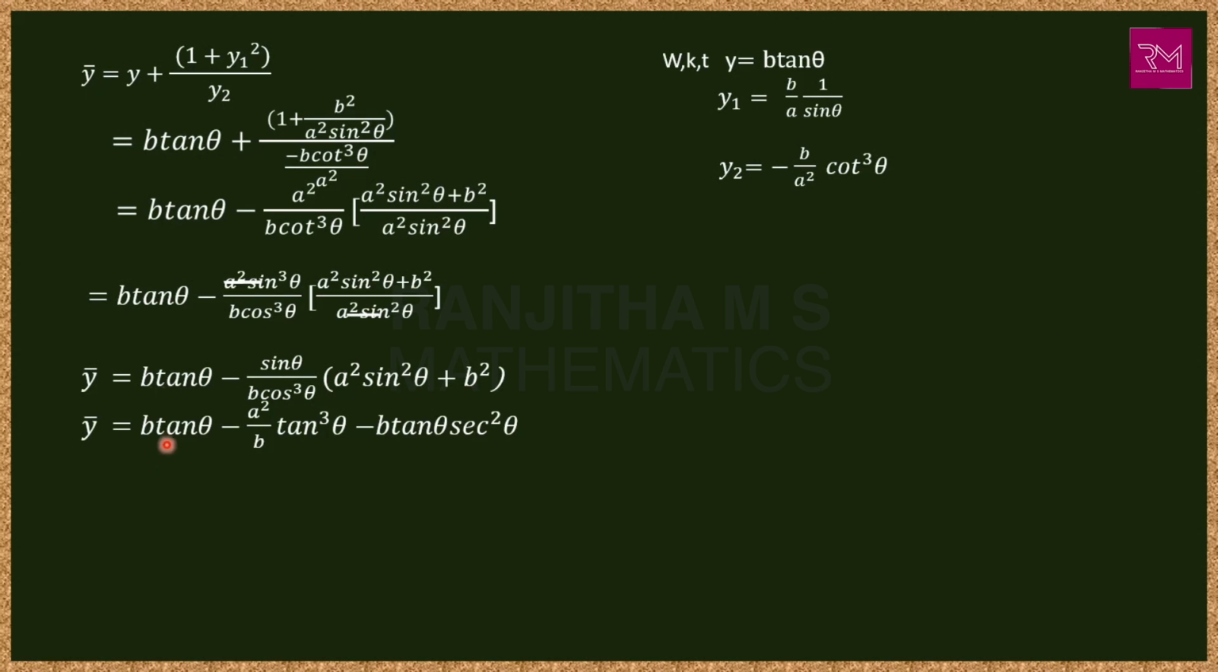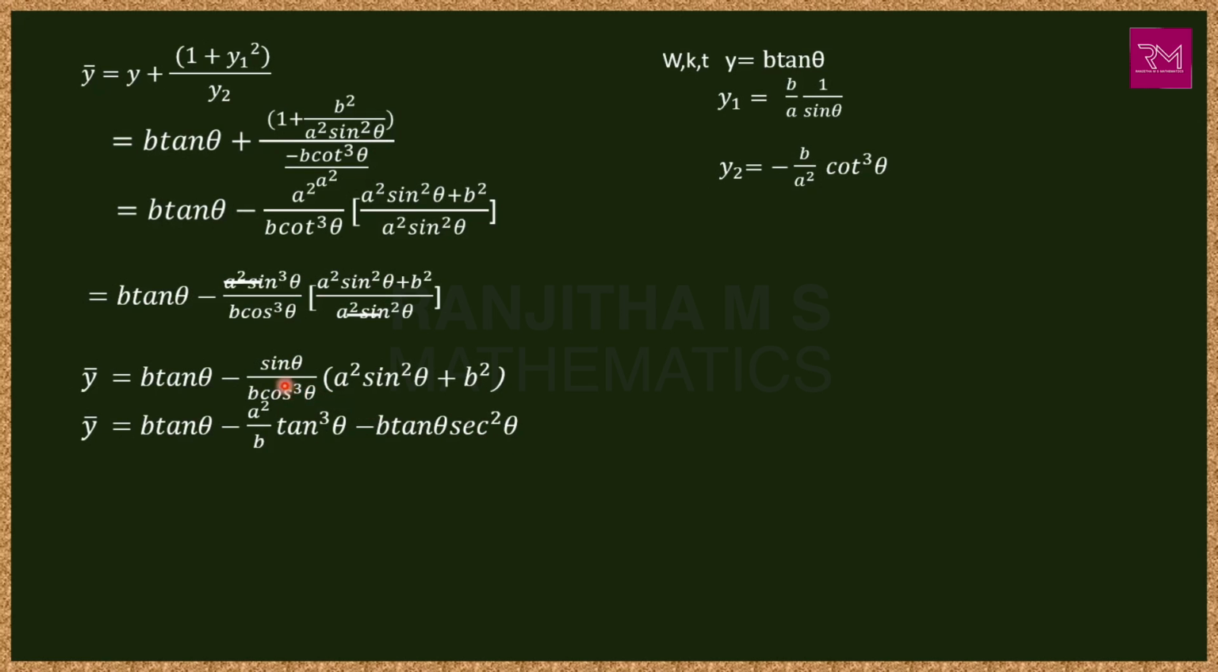Now we can write y bar as b tan theta minus, here multiply sin theta by b into cos cube theta inside the bracket, we get minus a square by b into, here sin theta into sin square theta is sin cube theta. Sin cube theta divided by cos cube theta is tan square theta. So you can simply write it as minus a square by b into tan cube theta plus into minus minus. Here b b gets cancelled, b into, here sin theta by cos cube theta into 1 is sin theta by cos cube theta itself, sin theta by cos theta is tan theta into 1 by cos square theta, we can write it as secant square theta. You have to write carefully.